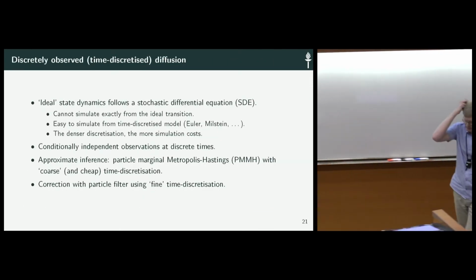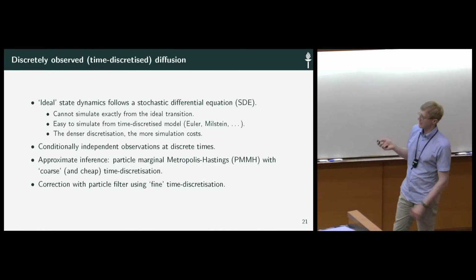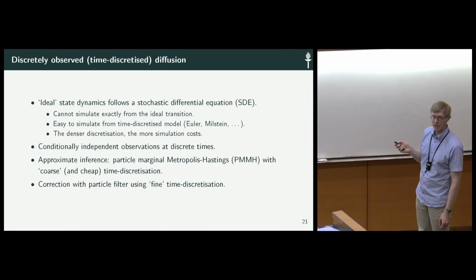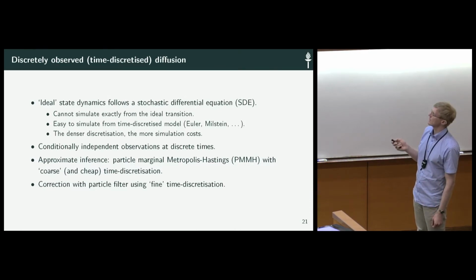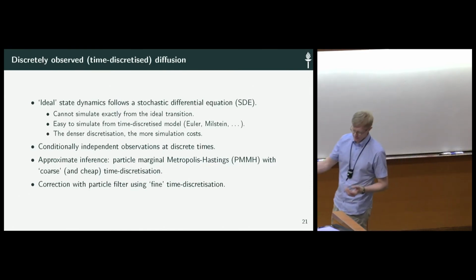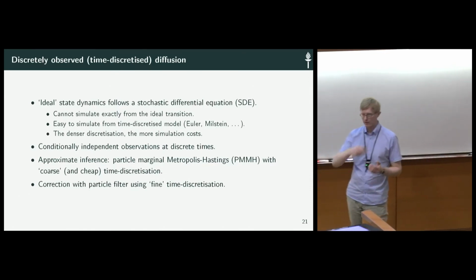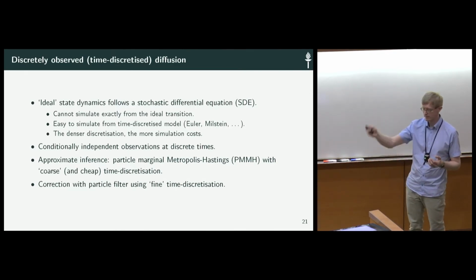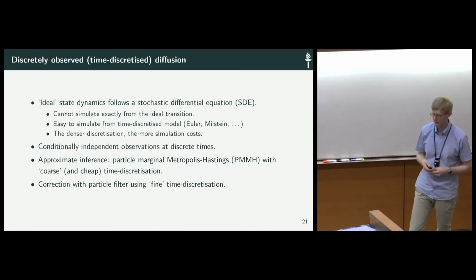Then another example, which is different in that the approximate chain is actually also a pseudo-marginal kind of chain. So it's a particle marginal Metropolis-Hastings. What's the model? The model is actually a continuous time model for the latent part, and then a discretely observed diffusion.